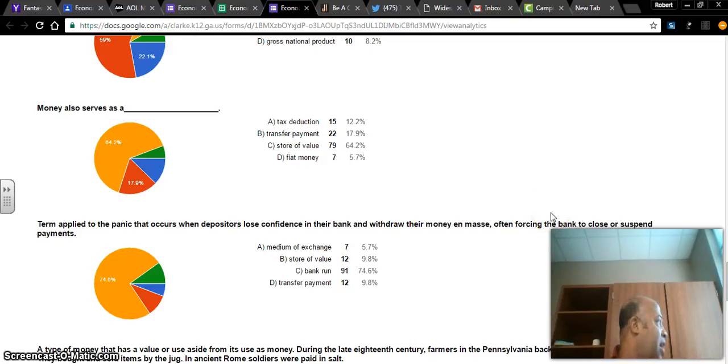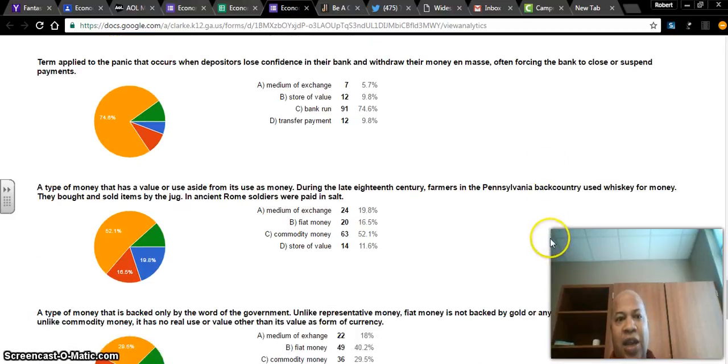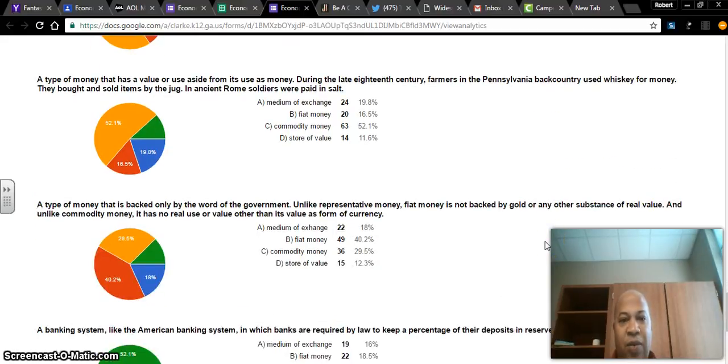The term that applies to panic that occurs when depositors lose confidence is a bank run. I gave you all that answer, even though we didn't talk about it. But if you've ever seen a run on a bank, I'll give you an example of it when we get to the movie It's a Wonderful Life in Unit 4. A type of money that has value aside from being used as money is commodity money. Again, whiskey for money. We talked about other instances in our economy where people have stored value in that.